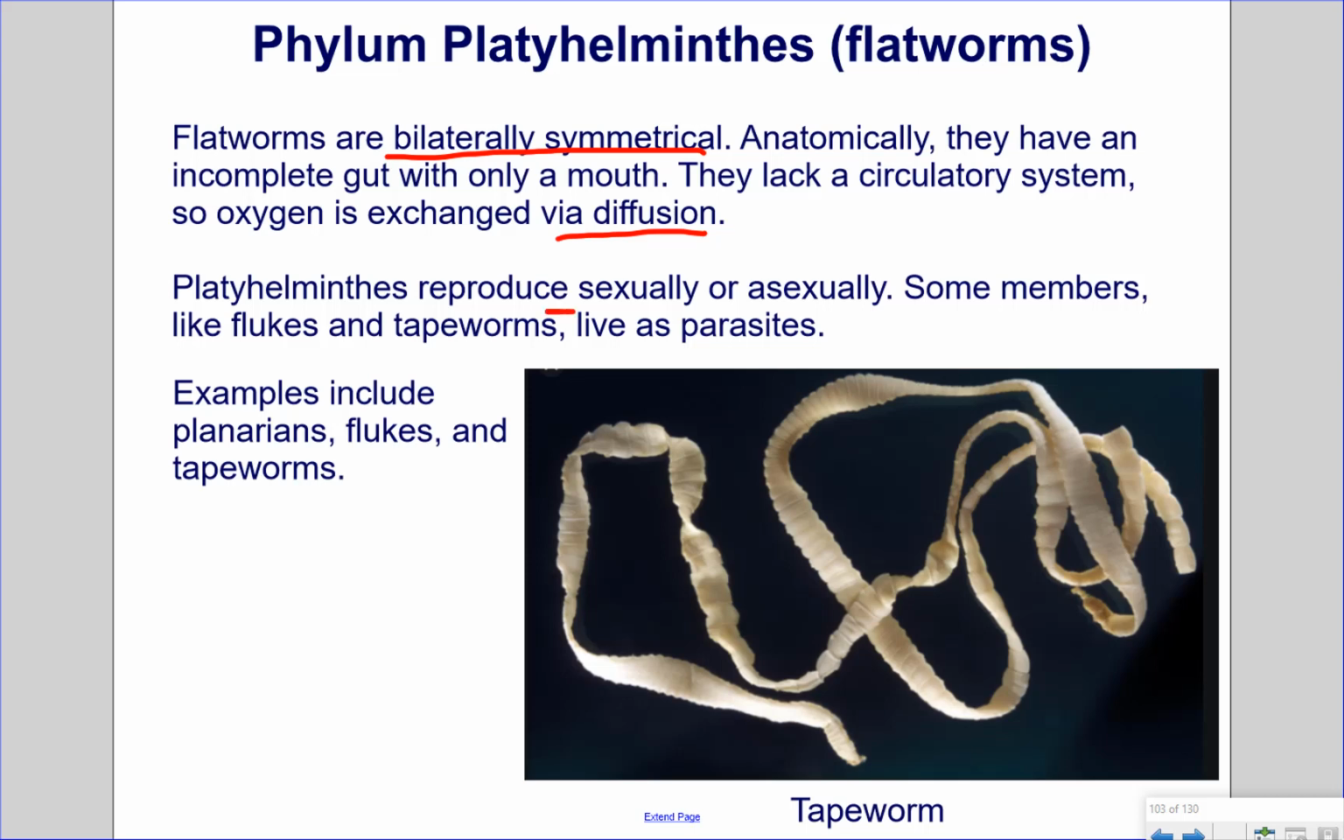Platyhelminthes reproduce sexually or asexually. Some members, like flukes and tapeworms, live as parasites. Examples include planarians, flukes, and tapeworms, like the one pictured here.